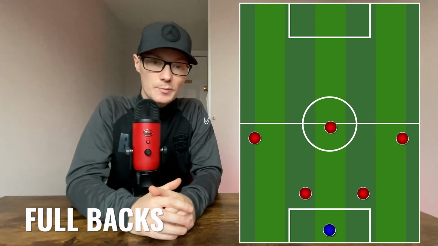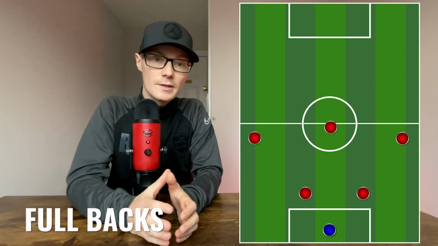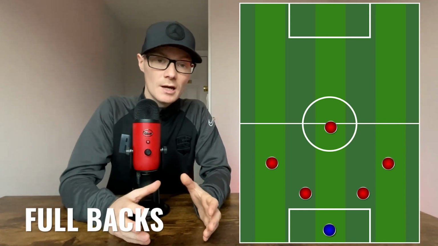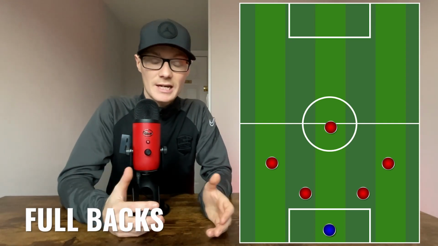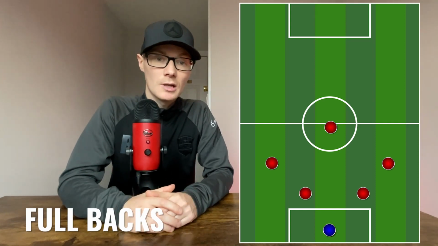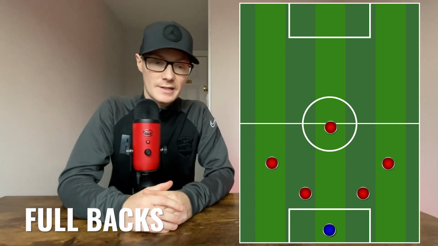Now, what do we do out of possession as a fullback? As a fullback, we need to tuck in and lose some of that width that we've been trying to maintain when we get the ball. So when we lose the ball, we tuck in and we close the gaps between ourselves and our centre-backs, or ourselves and our central midfielders. The smaller those gaps are, the easier it is to press the ball and the harder it is for the opposing team to play through our defence.